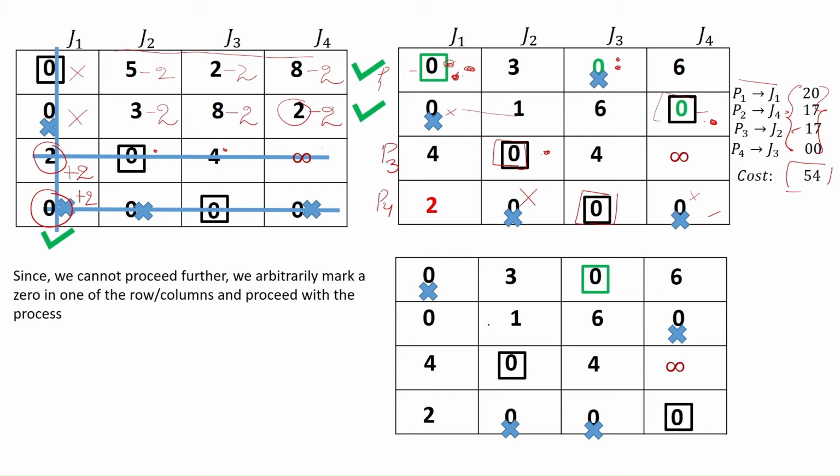I am done with the rows. Now I start reversing from the columns. In the first column I see a single 0, which is at this place. I mark this 0 and I cross. Since it has already been crossed, there is no need to do that. Now you can see there are 1, 2, 3 and 4 allocations.